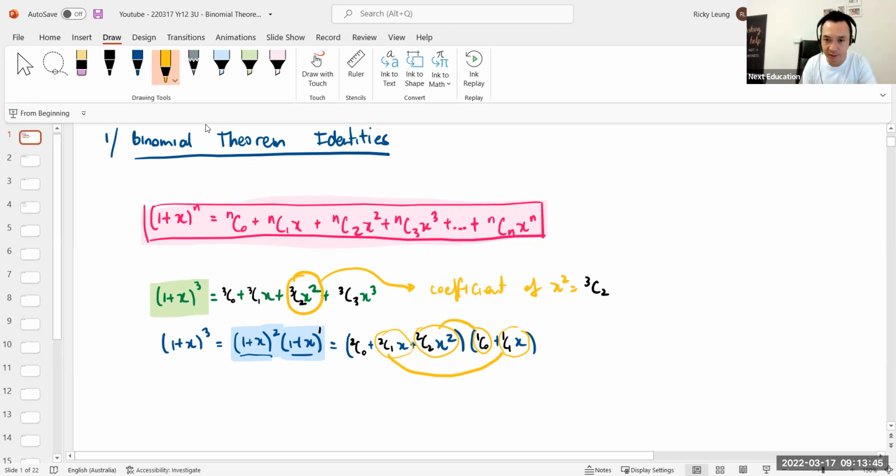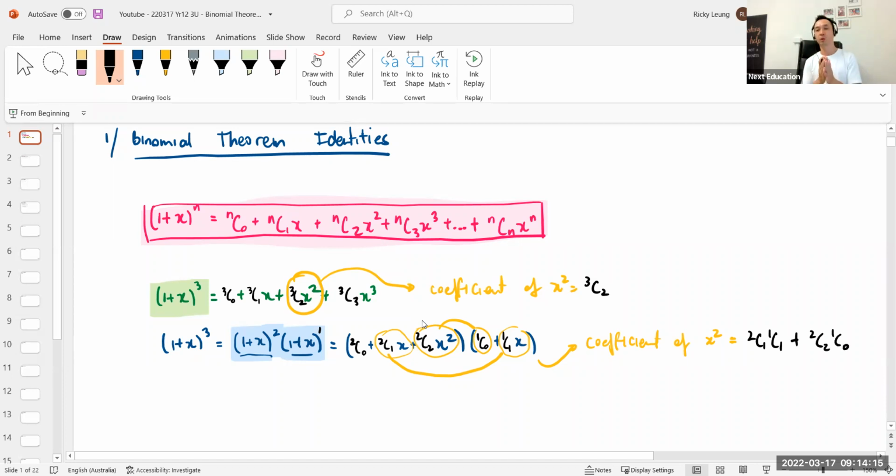So let's see the coefficient of x squared. How can I get it? If I did the first rainbow, the first arc here, 2c1 times 1c1, plus the other way, 2c2 times 1c0.